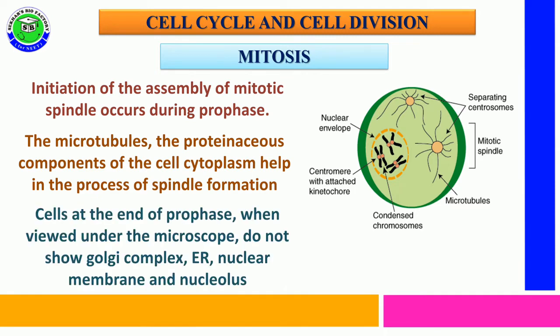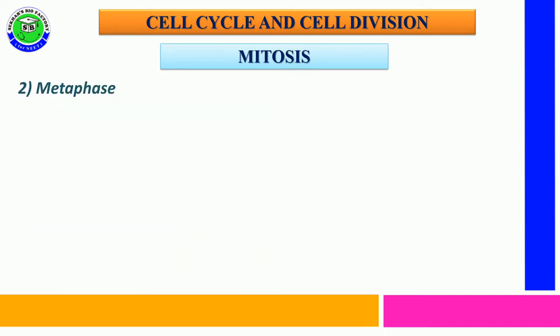At the end of prophase, when we observe the structure of a cell under the microscope, we can see the disintegration or disappearance of the nuclear membrane and nucleolus, along with the Golgi complex and endoplasmic reticulum. Coming to the second phase of karyokinesis in mitosis, it is metaphase.